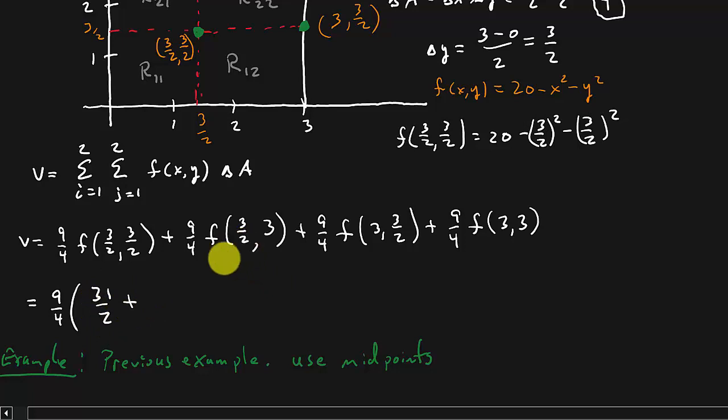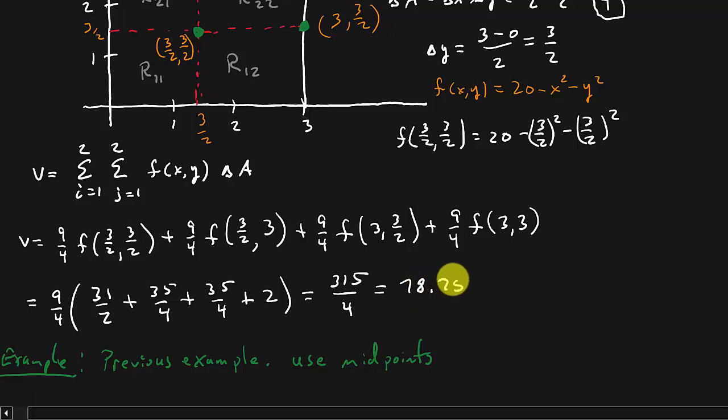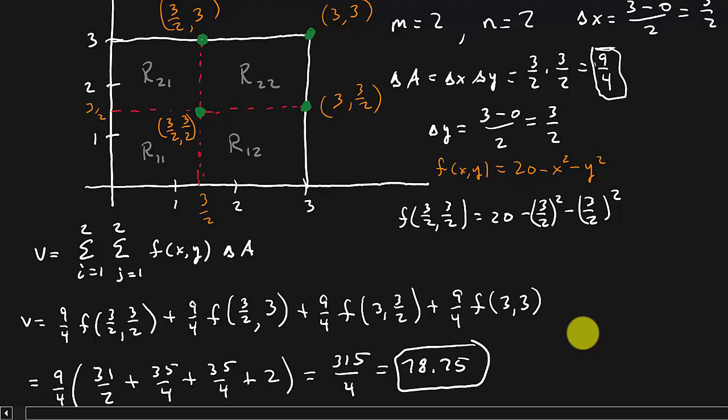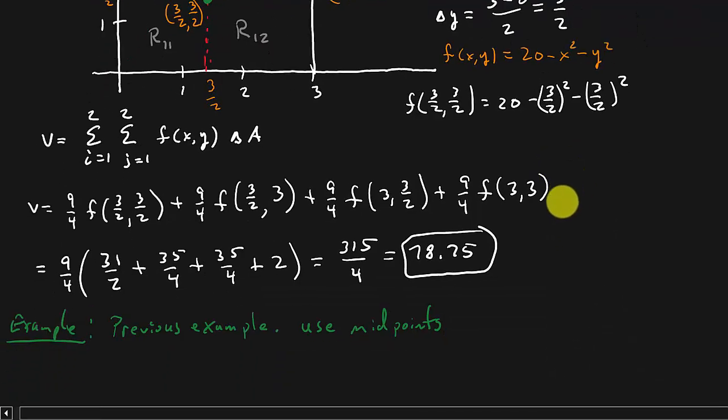And then I plug this one in, that's going to give me 35/4, plus, and then I plug the next one in, that's going to give me 35/4, and then I plug the last one in, that's going to give me 2. And so this is going to be 315/4, which is about 78.75. And that's the volume under that curve, but above this rectangle right here. And that's using upper right hand points.